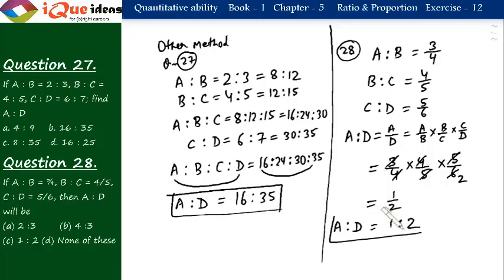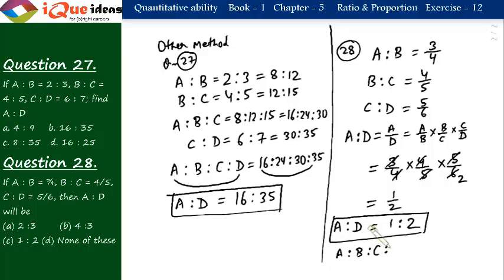Alright. Even in this question you could have done it the other way; here it would be much easier to find A is to B is to C is to D, because A is to B is 3 is to 4, B is to C is 4 is to 5. 4 is common. And B is to C is 4 is to 5, C is to D is 5 is to 6. That is 5 common. So we could have directly said A is to B is to C is to D.